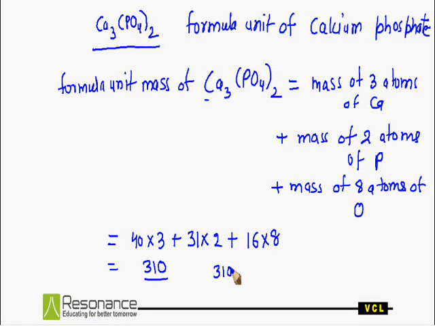If we write 310 AMU, then it is the absolute formula unit mass of calcium phosphate, because we can consider Ca3(PO4)2 as a molecule of calcium phosphate, but in fact it is a formula unit of calcium phosphate. And 310 gram will be the gram molecular mass or gram formula unit mass of calcium phosphate.